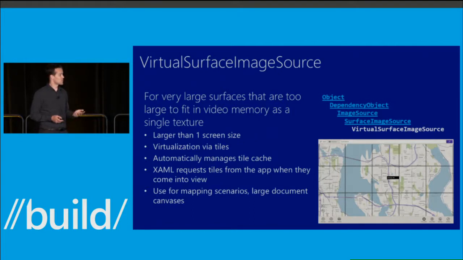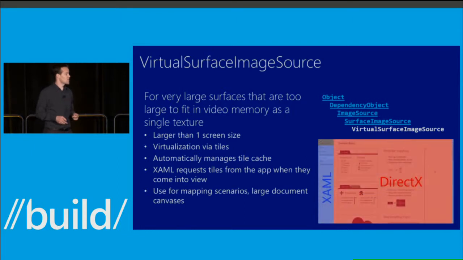It's also useful for large document canvases. So the OneNote example that I showed before actually uses this API. They just create a really large surface and then draw the contents that are on screen. And that way you're able to just pan through the virtual surface image source to pan your document and add content anywhere in the large canvas that OneNote supports.